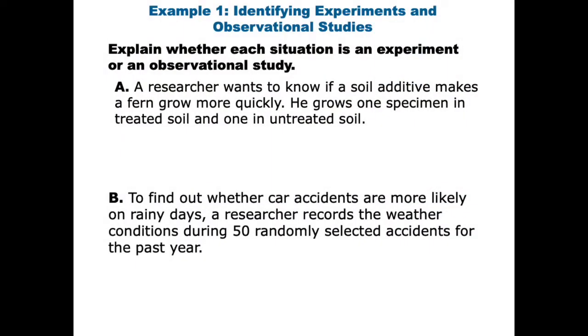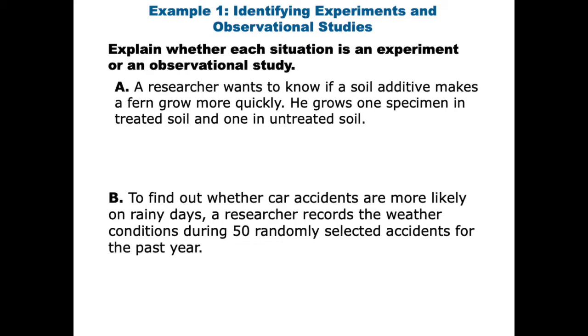So, example 1, identifying experiments and observational studies. Explain whether each situation is an experiment or an observational study. So, A: a researcher wants to know if a soil additive makes a fern grow more quickly. He grows one specimen in treated soil and one in untreated soil. So, since the researcher applies a treatment, the situation is an experiment.